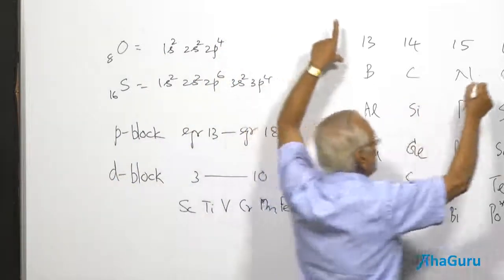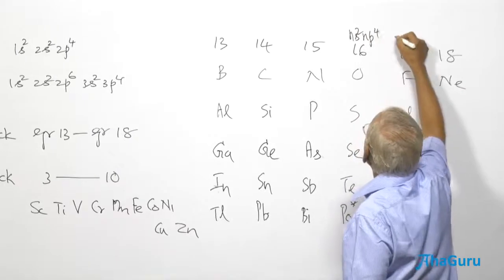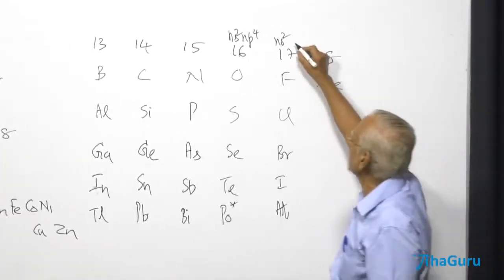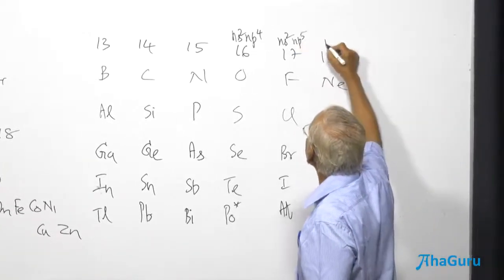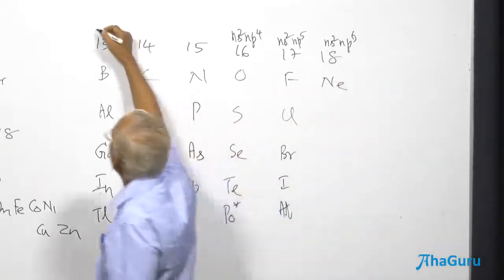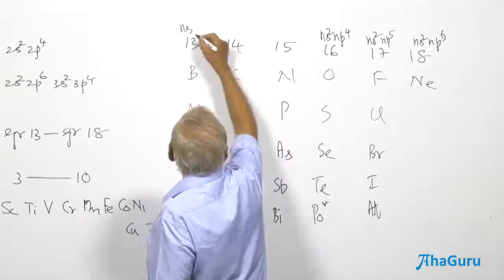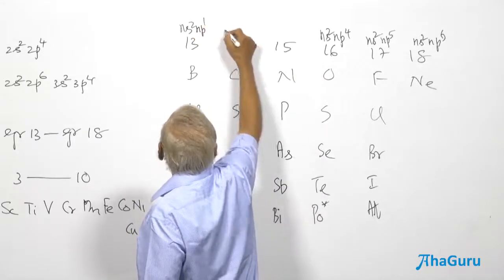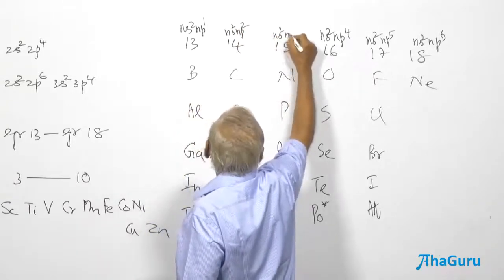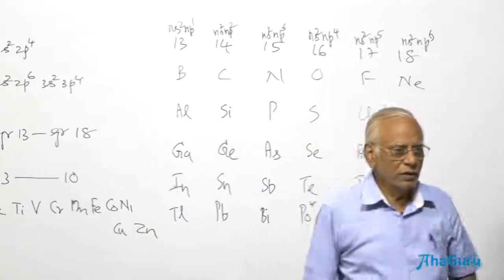Therefore, you see here the general electronic configuration is ns2 np4. In future you have to say the general electronic configuration of halogen is ns2 np5, write it. ns2 np6 belongs to group 18. ns2 np1, ns2 np2, ns2 np3. This is the general electronic configuration of these elements.